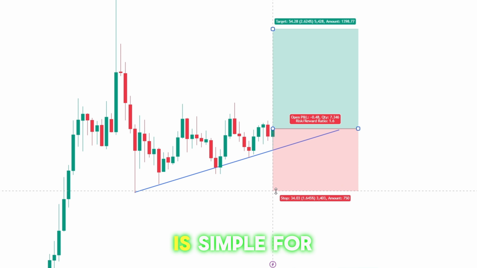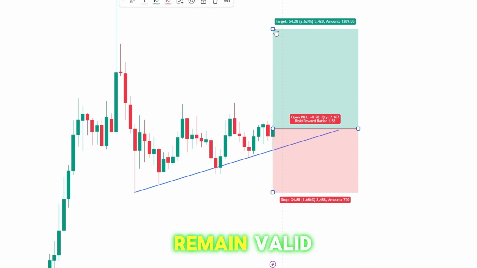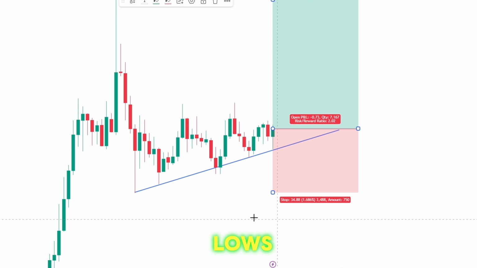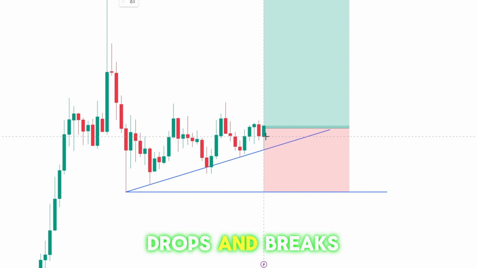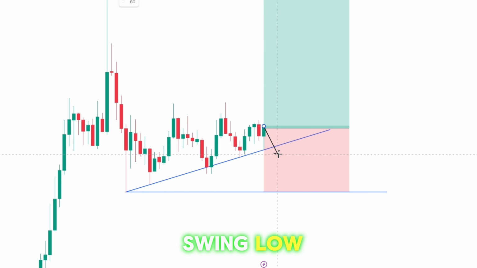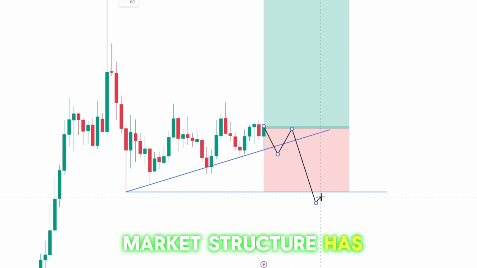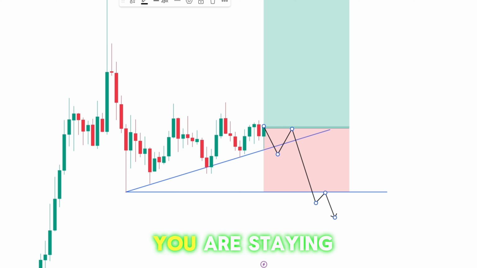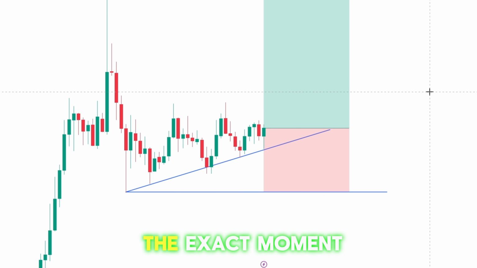The logic here is simple. For an uptrend to remain valid, the price must continue making higher highs and higher lows. If the price drops and breaks below that previous swing low, it means the market structure has shifted and the uptrend is now invalid. By placing your stop loss just below that level, you are staying in the trade as long as the trend is valid and getting out the exact moment the trend is proven wrong.